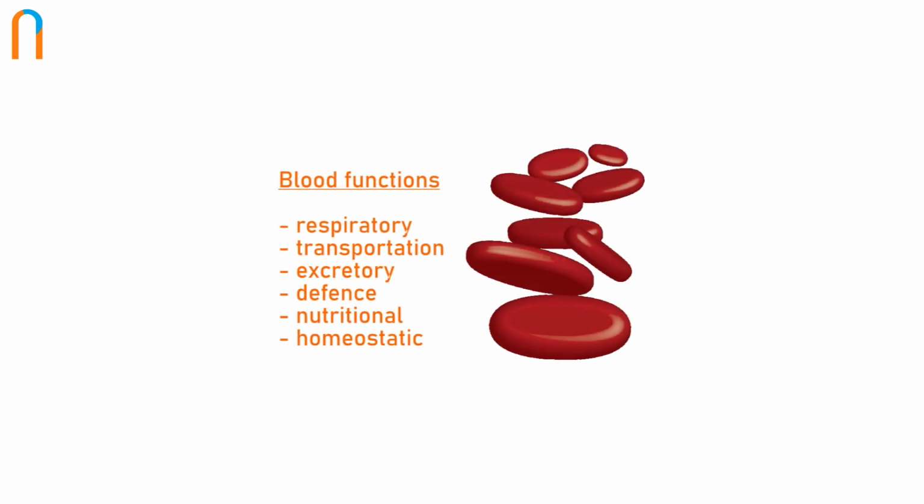In our body, the blood performs the following functions: respiratory function, transportation, excretory, defense, nutritional, and homeostatic, which controls body temperature and pH of blood.